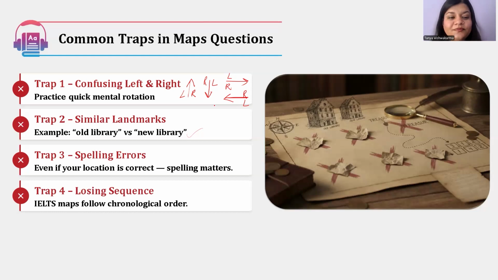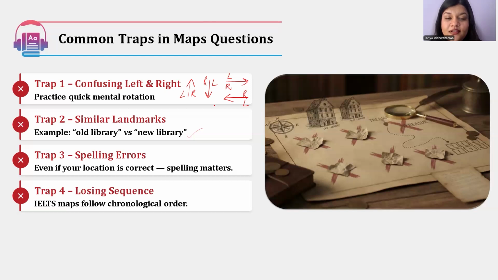So be very careful. Spelling errors. Even if your location is correct, spelling matters. Of course, you are dealing with the IELTS examination, and it's an English proficiency examination that tests your proficiency in this language. So it's really very important to take care of your spelling. Even the slightest missing alphabet can lead you to no marks. So always remember, check it once you've written.